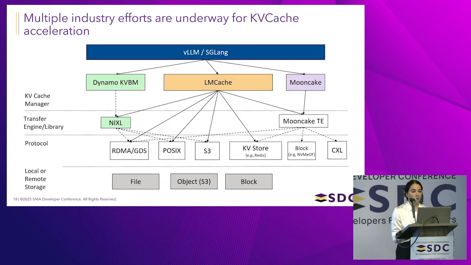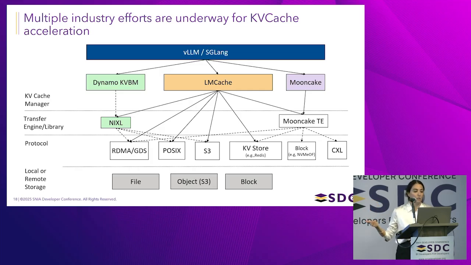So if you look, there are a lot of options here. It's not just one storage available for KV cache today, right? We have vLLM, SGLang, and KV cache managers: Dynamo KV block manager, LMCache, and Mooncake. For all of them, they're trying to support the upper layers like vLLM and SGLang. For instance, today I believe Dynamo doesn't support SGLang, but it's on their roadmap, right? It's getting there. And then we have the transfer engines, two popular ones here, NIXL and Mooncake transfer engine. And then we have the protocol level. As you see here, there are a lot of options.